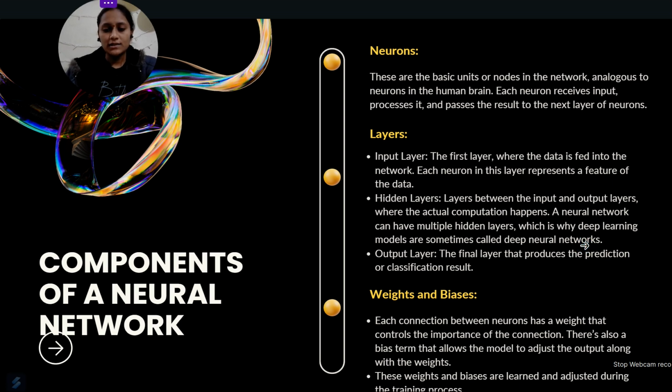Now the next component is weights and biases. Each connection between neurons has a weight that controls the importance of the connection. There is also a bias term that allows the model to adjust the output along with the weights. These weights and biases are learned and adjusted during the training process.